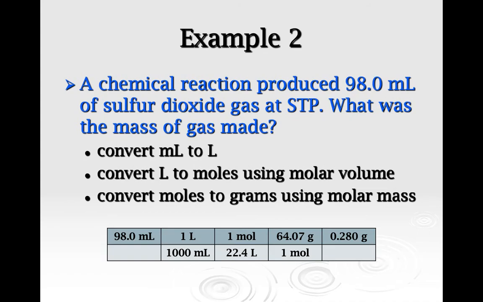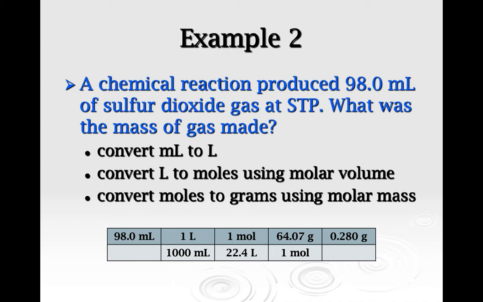Example 2 is a little bit more difficult. A chemical reaction produced 98 milliliters of sulfur dioxide at STP. What was the mass of that gas? So I have to figure out where I start and where I want to finish. I have to start with milliliters, but I have to finish with a mass. This is really one of the longest stoichiometry problems we've done, in terms of you have 3 different calculations you have to make to get to your final answer.